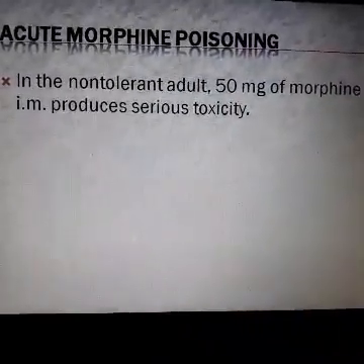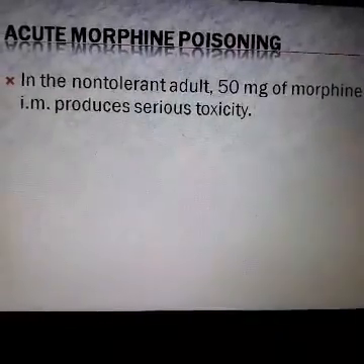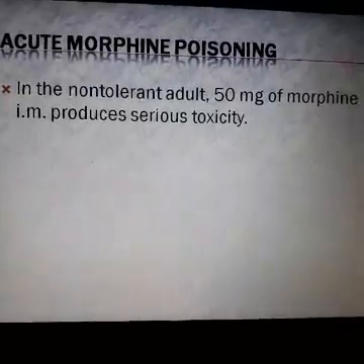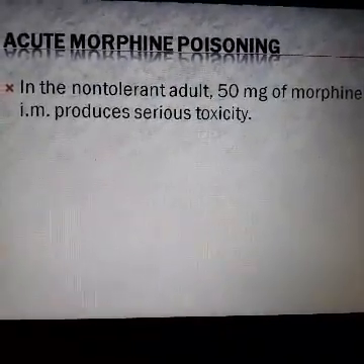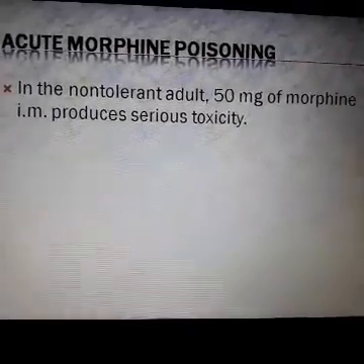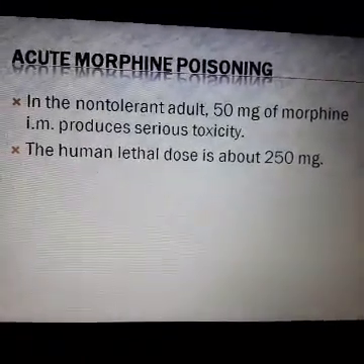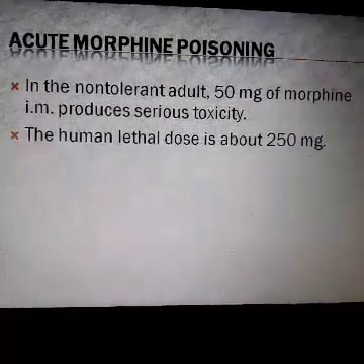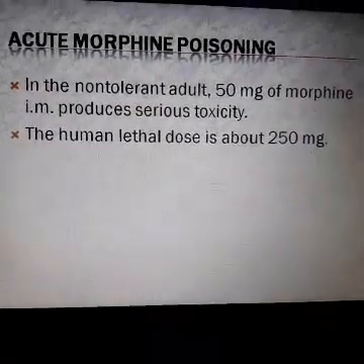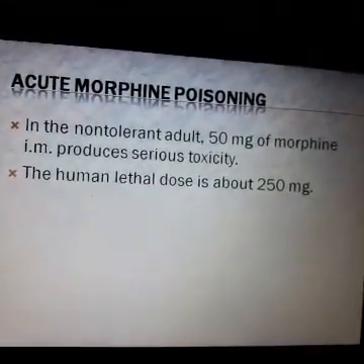In the non-tolerant adult, 50 mg morphine IM produces serious toxicity. Why have I mentioned the non-tolerant adult? Because for patients or persons who are taking the drug chronically, a higher dose is required to produce toxicity, because morphine causes significant tolerance. So in a tolerant subject the dose is higher, but in a non-tolerant subject, 50 mg often causes serious toxicity. And the human lethal dose is about 250 mg, be it tolerant or non-tolerant patient.